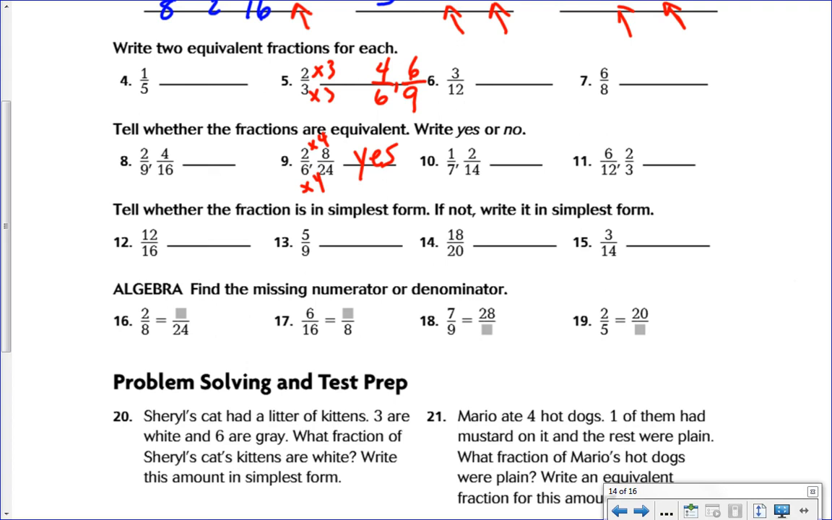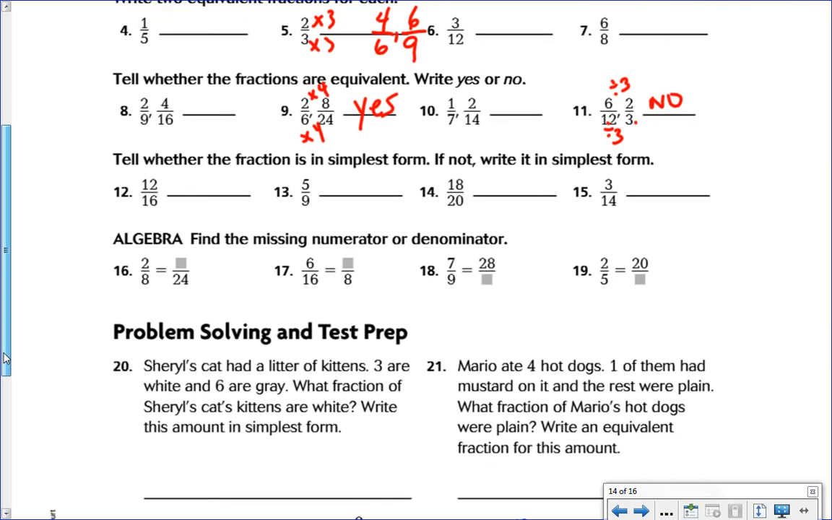I'll do one more with you. Let's look at number 11. So I've got 6 and 2 and 12 and 3. Well, let's choose the numerator, 6 and 2. How many times can 2 go into 6? Or 6 divided by what equals 2? Okay, well 6 divided by 3 equals 2. So does 12 divided by 3 equal 3? No, so those are not equivalent fractions.